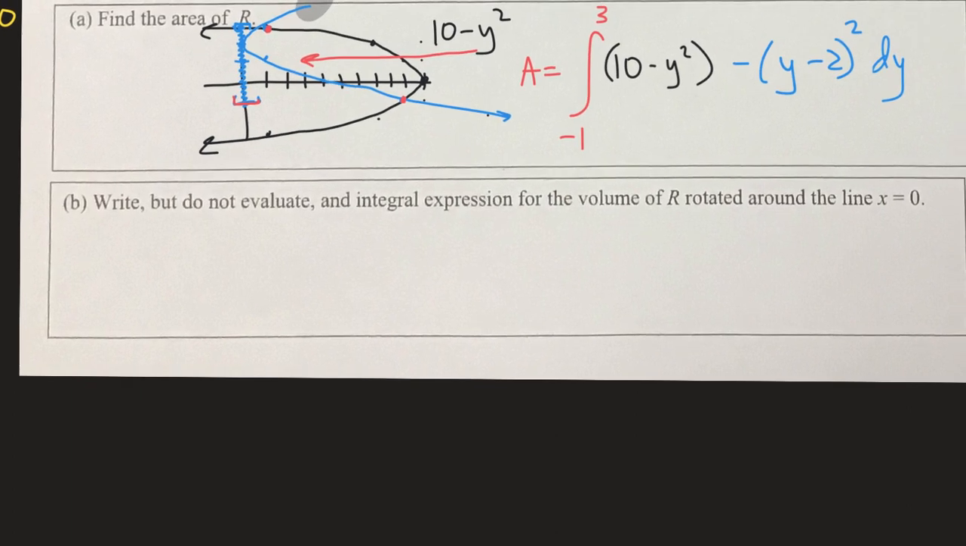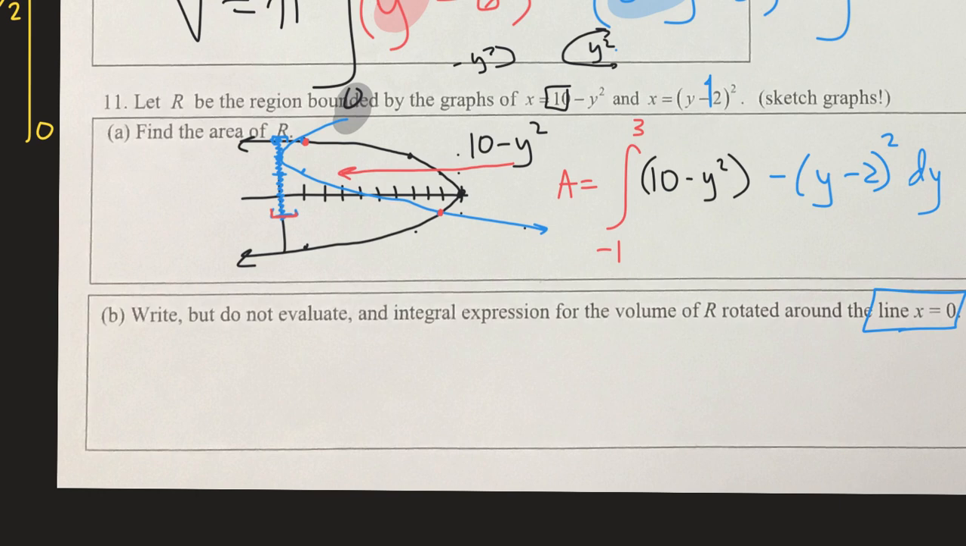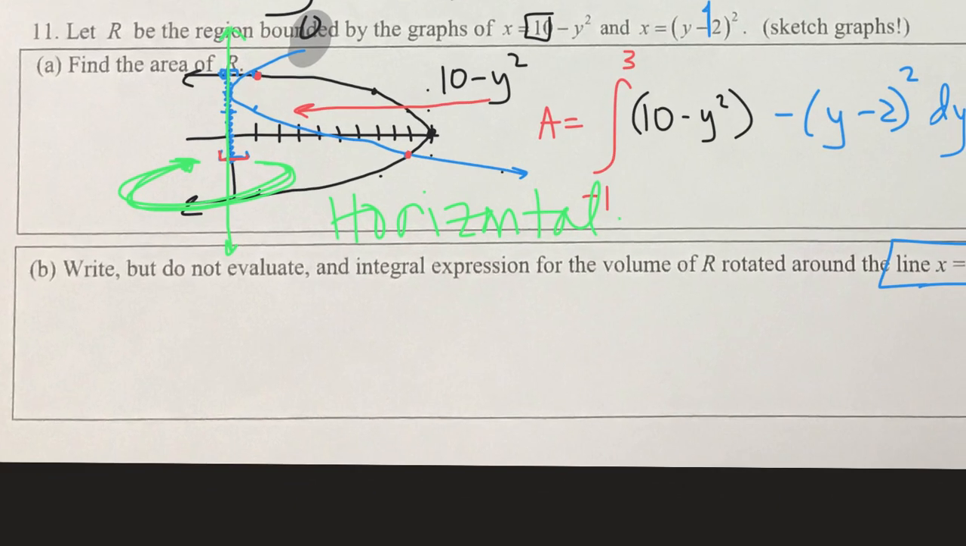Write but do not evaluate when we rotate around the line x equals 0. So once again, that is a vertical line. So we're going to have a horizontal rotation. When we have a vertical axis, we have a horizontal rotation. So everything needs to be in terms of y. And everything already is in terms of y. So that's not bad at all.